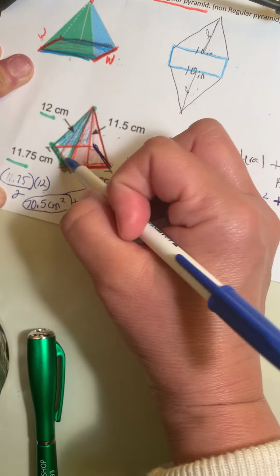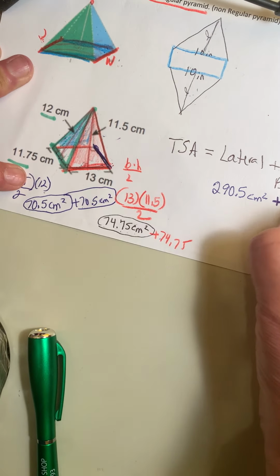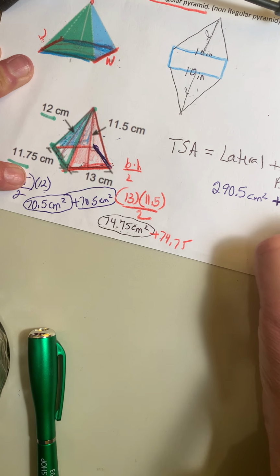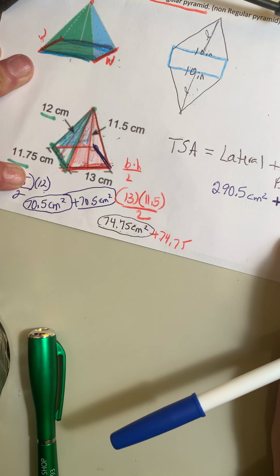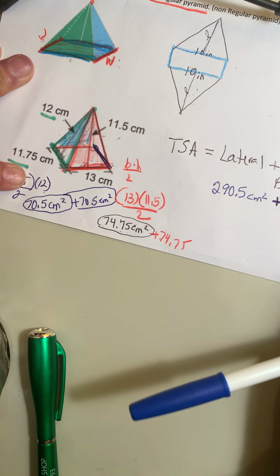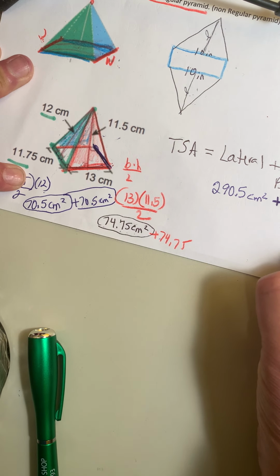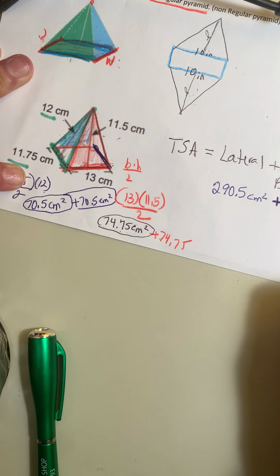Plus, I have to add the area of the base. So what shape is the base? Well, my base is a rectangle. It's 11.75 times 13. So my rectangle, I'm just going to draw it so you can see it. 11.75 and 13. All right, here's my rectangle, 11.75 and 13. So how do you find the area of a rectangle? You multiply base times height. Don't divide by 2 because you only divide by 2 when you're finding the area of a triangle. So that will be 152.75 centimeters squared.